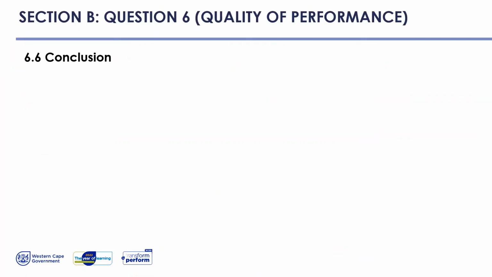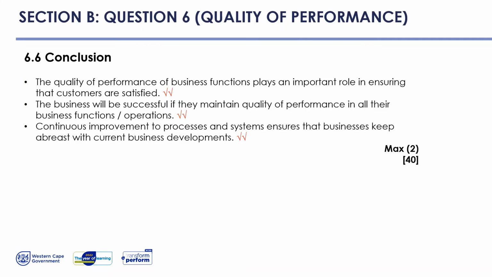Now, if we look at our last heading, we must, learners, have the word conclusion in our essay. And we must also have content underneath the word conclusion. Now, possible answers to this long question is that the quality of performance of business functions plays an important role in ensuring that customers are satisfied. When you purchase something, you expect a certain level of quality. So you would like your pair of shoes to perform and last for as long as possible. So remember that quality of performance, especially in the functions, plays an important role in ensuring that customers are satisfied.